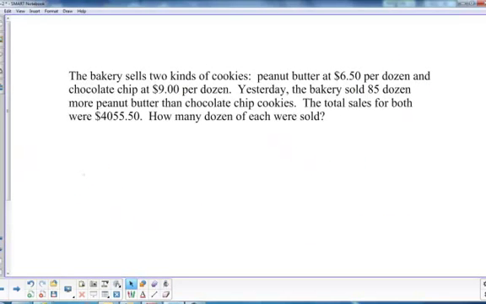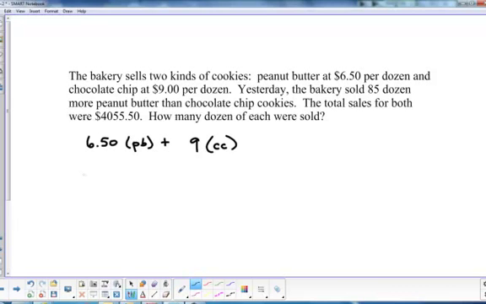All right, we're going to write two equations now. The bakery sells peanut butter at $6.50 per dozen and chocolate chip at $9. So I'm going to put $6.50 for peanut butter and $9 for chocolate chip. Yesterday, the bakery sold 85 dozen more peanut butter than chocolate chip.